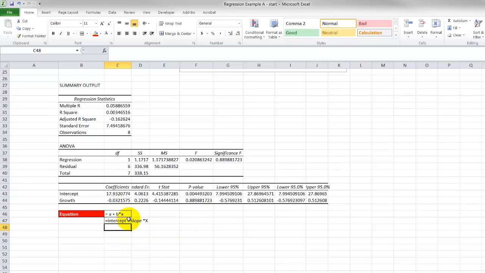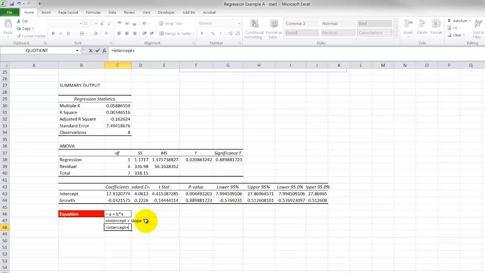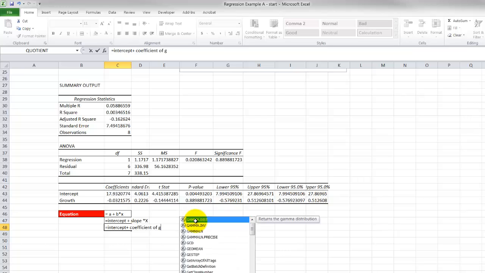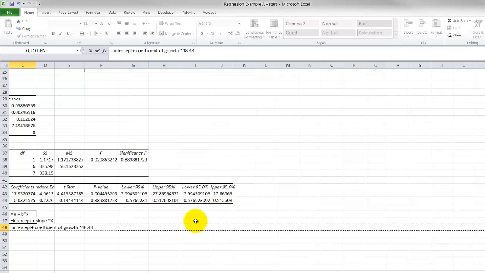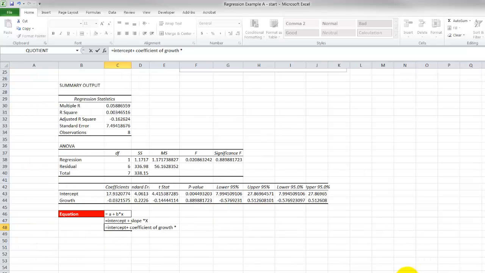Well, let's break this down further. We know the intercept. Let's just write that again. It's in the table above. The slope in the table above is actually referred to as a coefficient of growth, multiplied by our x value, which is going to come from growth. Okay, and it's given me a name error because it didn't recognize that single quote. I must have hit something else.